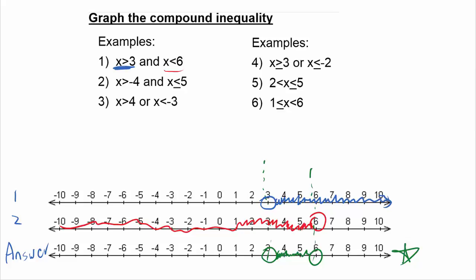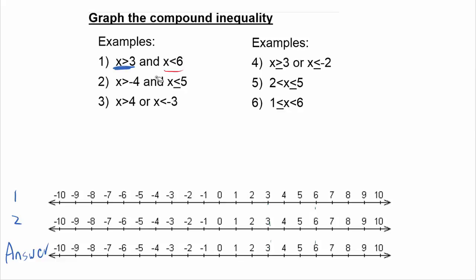All right, so I'll clear this out and we'll free up some space for the next one. Okay, the next one says x is greater than -4 and x is less than or equal to 5. Okay, I'll do this one a little bit faster. We're going to go to the first number line.